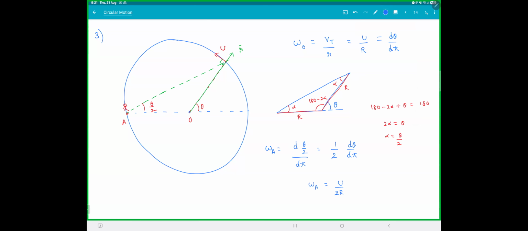Are you getting how we did this? Now look at that same particle, even though it is going with the same speed, A will think it is going with half the rotation and half the angular velocity, and O thinks it's going with omega. So depending on who looks at the problem, you can get different angular velocities.